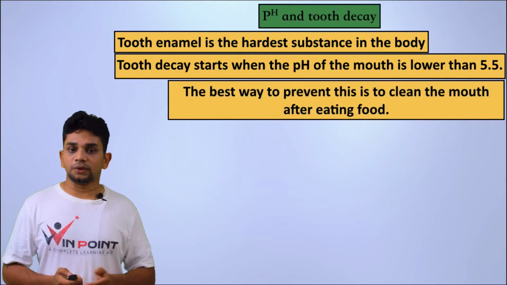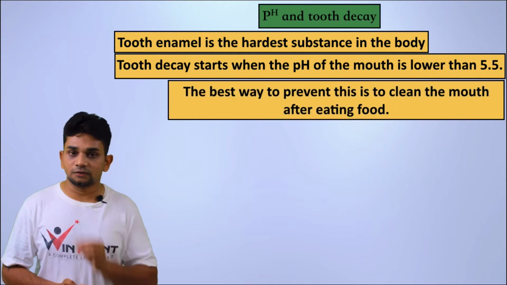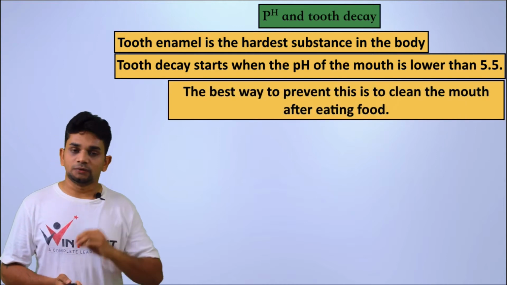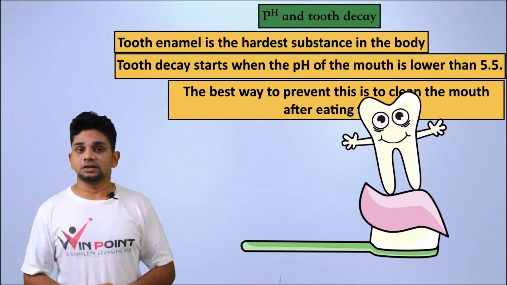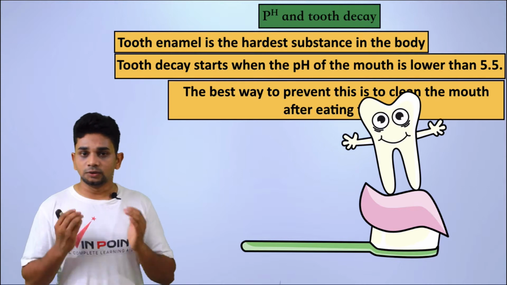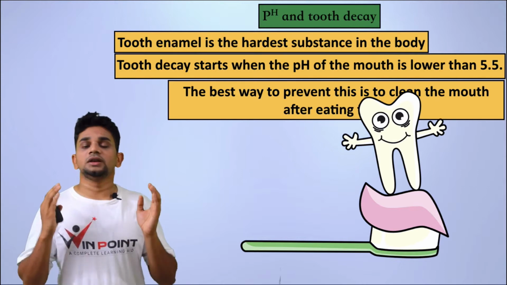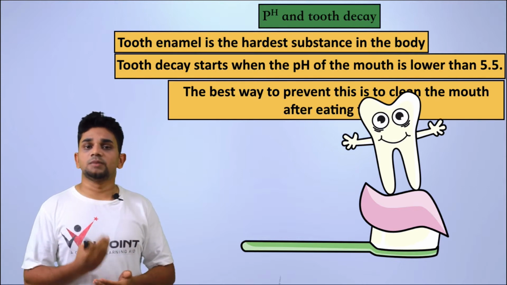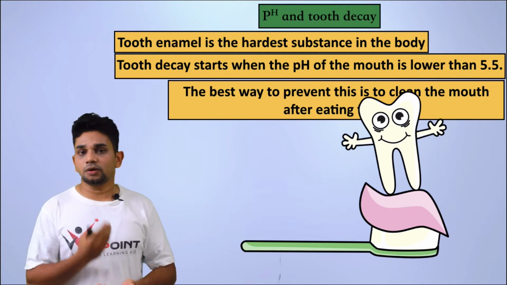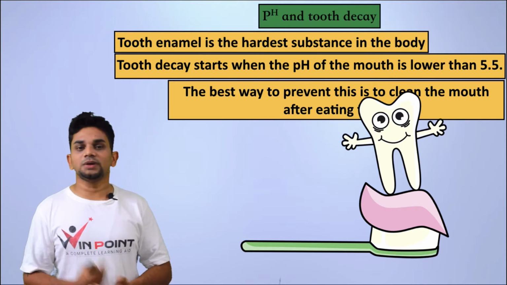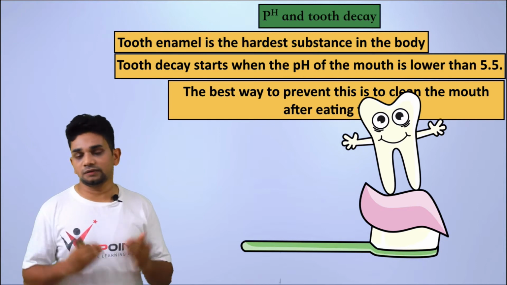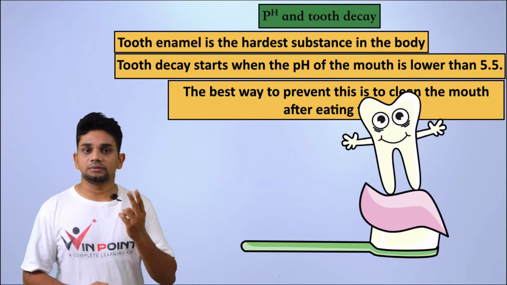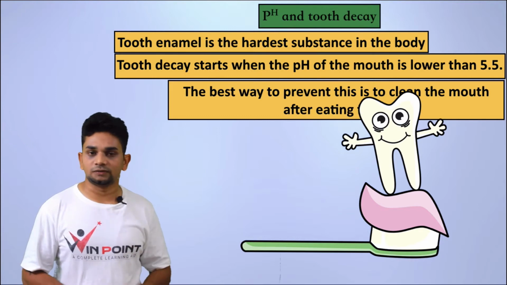The best way to prevent this is to clean the mouth after eating food. That's why everyone says before going to bed you need to brush your teeth. What is the importance of toothpaste in our life? Toothpastes are basic. If the pH of the mouth is less than 5.5, it is acidic. This toothpaste will neutralize the excess acid in our mouth, so it is useful. That's why we need to brush our teeth two times per day, morning and after dinner.